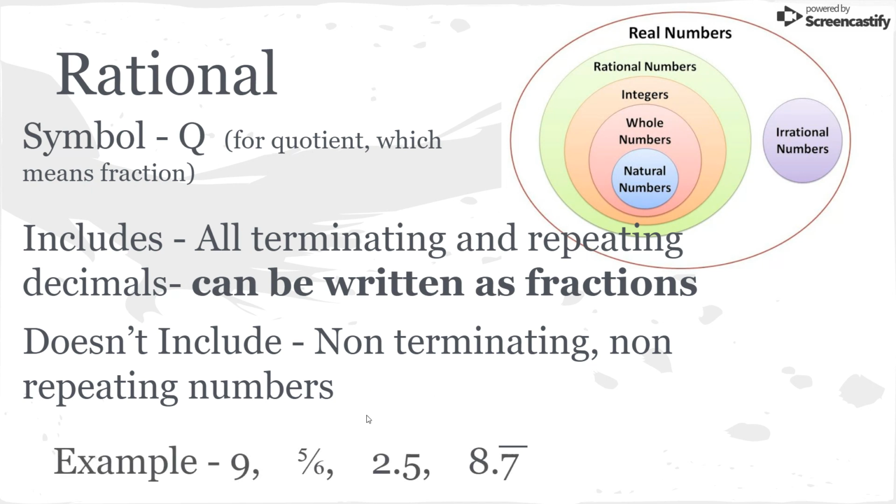Okay, so some examples. 9, 5/6, 2.5, or 8.7 with a bar. And see how it's got that little line above it? That little line means that it's repeating the 7. I can write that as a fraction. Anything that repeats, I can write as a fraction.